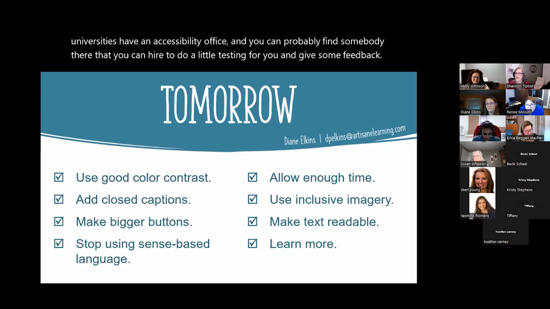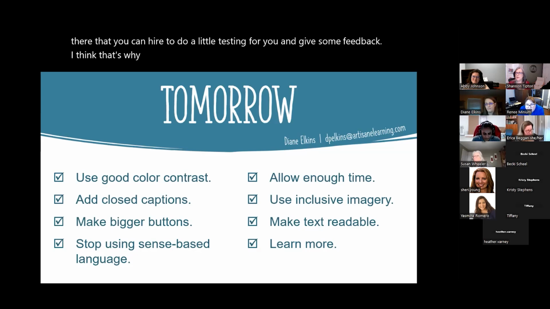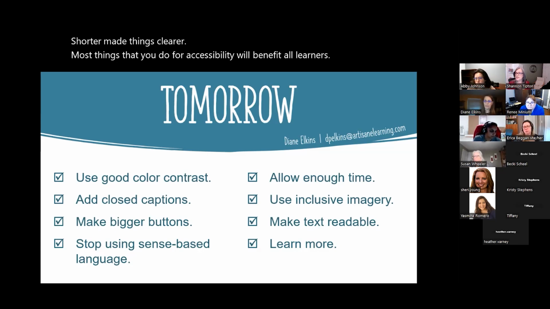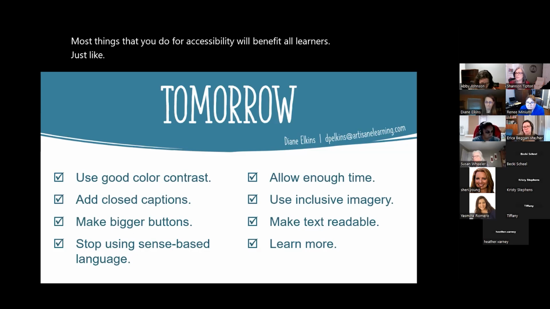I think that's great advice for development in general. Make things bigger, make things shorter, make things clearer, designed with the human in mind. Most things that you do for accessibility will benefit all learners. So I think it's just like a mindset, isn't it?